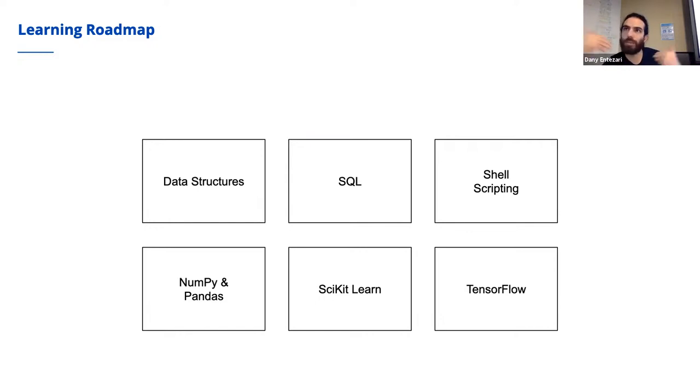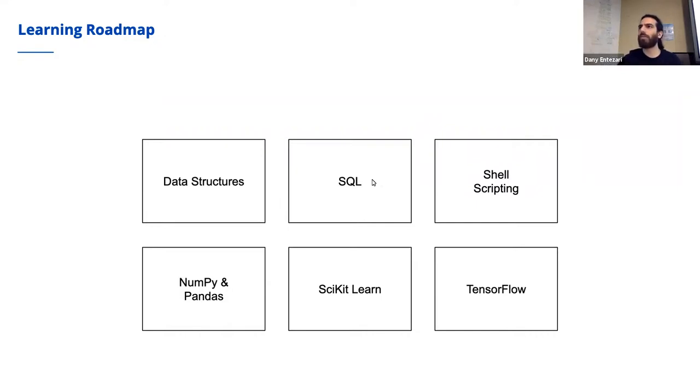That goes without saying, right? If you're a data scientist, it's more important for you to know how data structures work than computer networking, or, I don't know, embedded systems. Very important. More important than what programming language you learn, more important than the libraries you learn, more important than the tools, data structures. Next up, you have SQL.